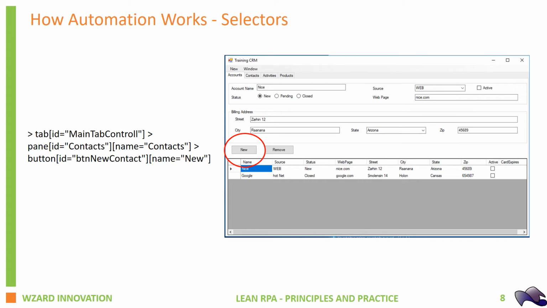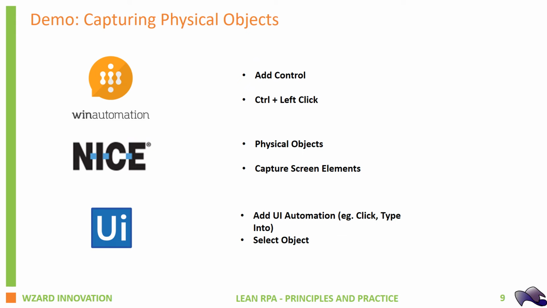Now, different solutions address this problem in slightly different ways. So the first step when you start to develop applications will generally be identifying which are the physical objects, i.e. the screen fields, that you're going to be using within your application. And then you're going to create those selectors we mentioned before for each one of those fields so that you can access them within your application. Different applications go about this in slightly different ways, and we're going to demonstrate that over the course of a couple of short videos.